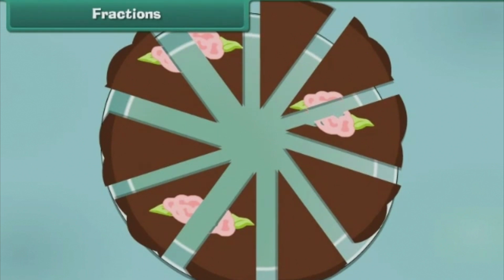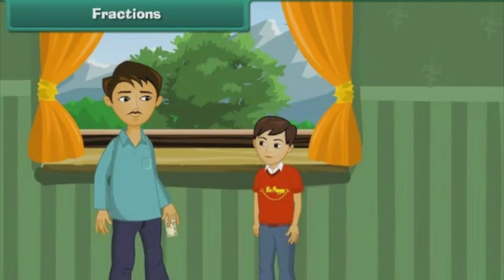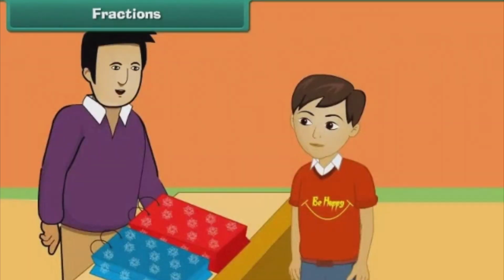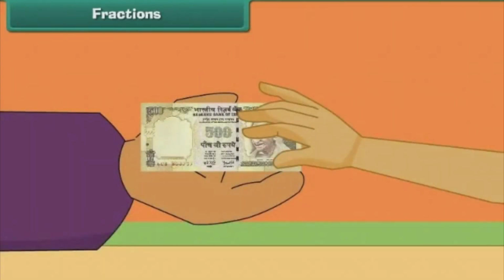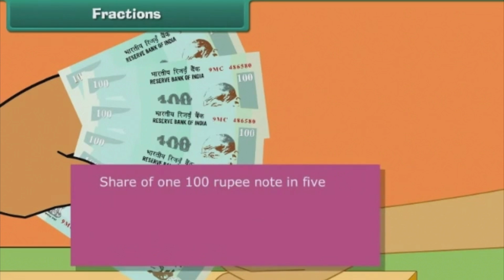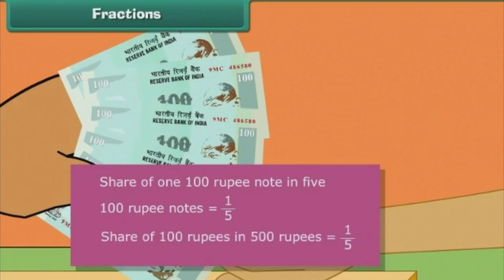Consider another example. Rishabh's father sends him to a nearby shop to get a 500 rupee note exchanged for 100 rupee notes. The shopkeeper accepts the 500 rupee note and gives five 100 rupee notes in return. Each 100 rupee note is 1 out of the 5 notes. Therefore, 100 rupees constitutes 1/5 of 500 rupees.